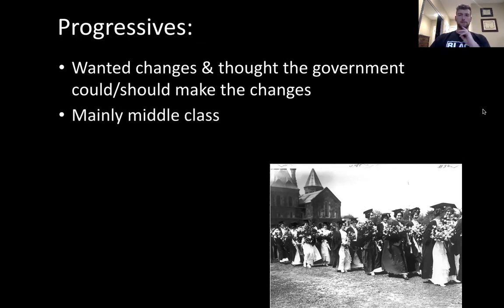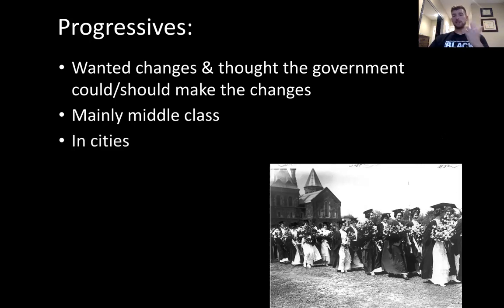Mostly middle class people. Not the rich, because the rich don't want to change anything because that hurts their money, right? That's why rich people a lot of times come out and support Trump, because Trump will keep the taxes down, right? And the middle class had enough social capital compared to where poor people were to make changes and have their voices be heard.